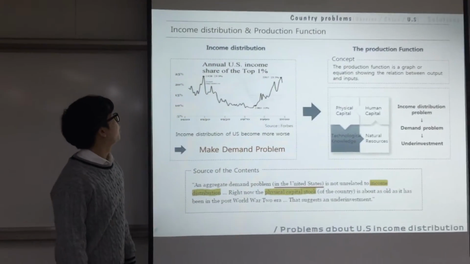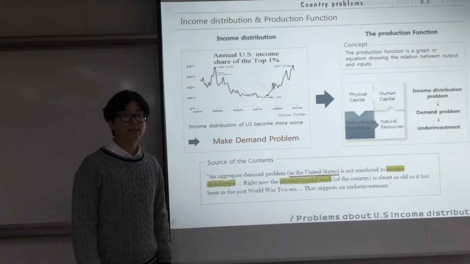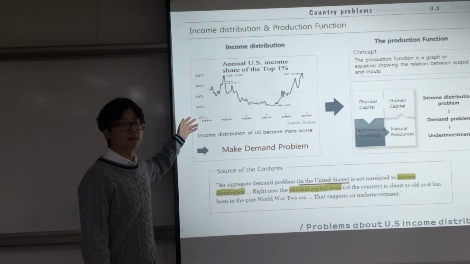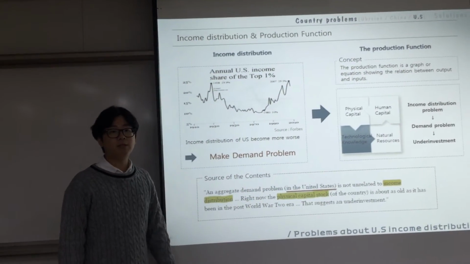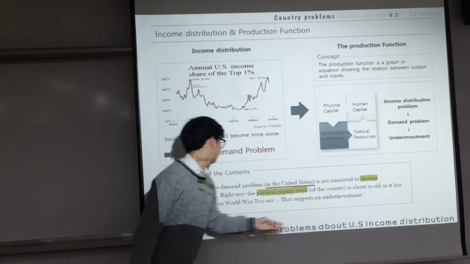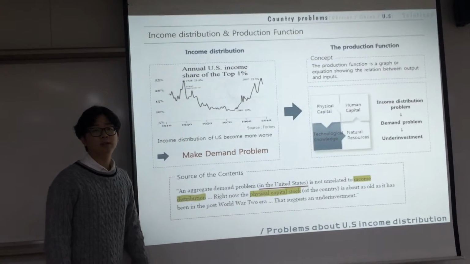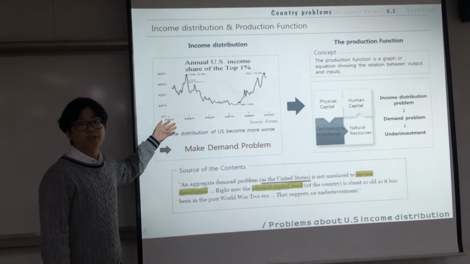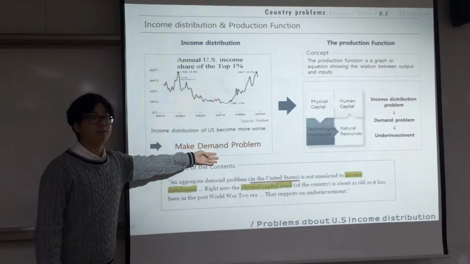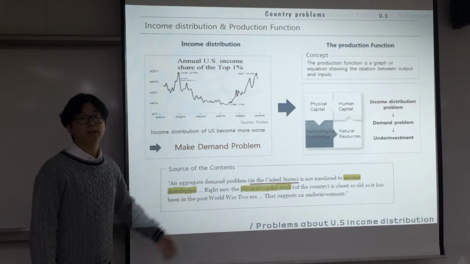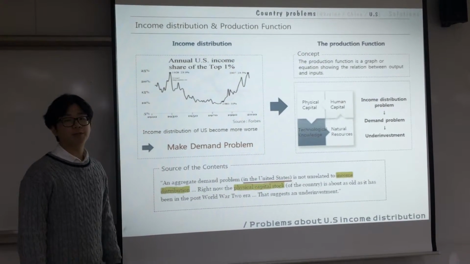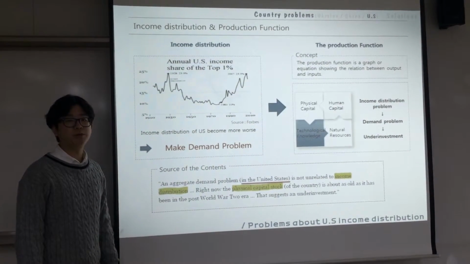Next, I will explain problems about the United States. The problem in the United States is caused by income distribution. This graph shows that there is a huge income gap in the United States. This makes a demand problem in the internal market, and this also causes underinvestment because of the huge connection between firms and households.